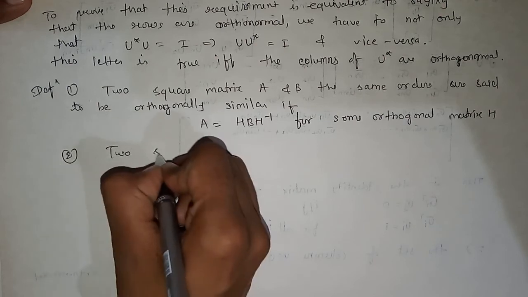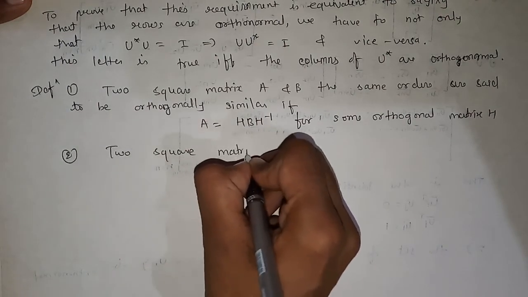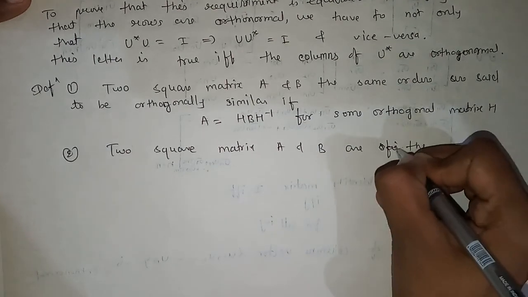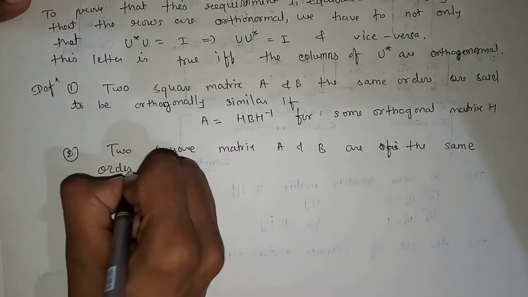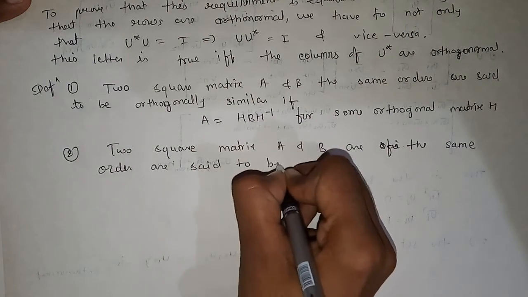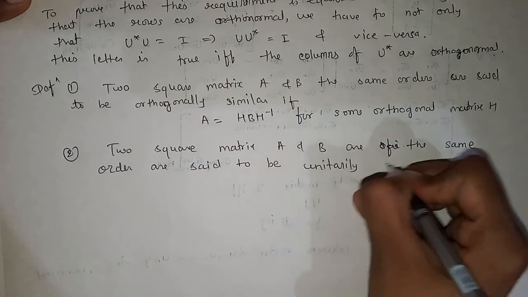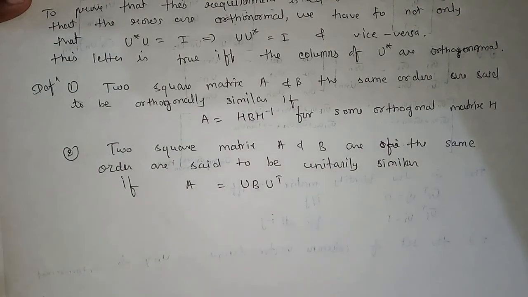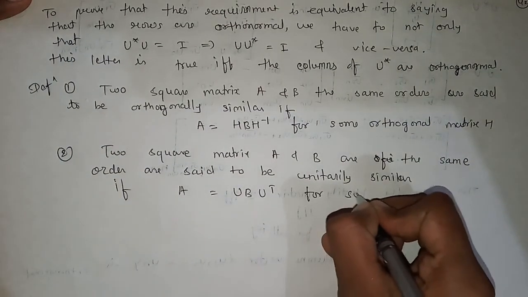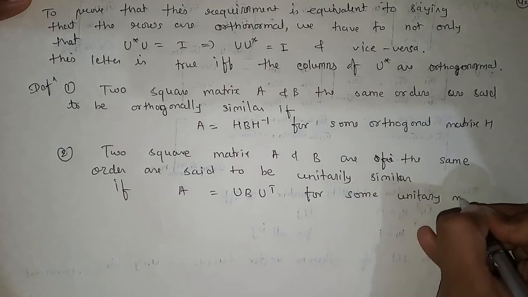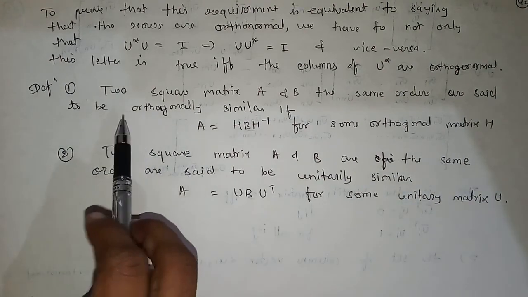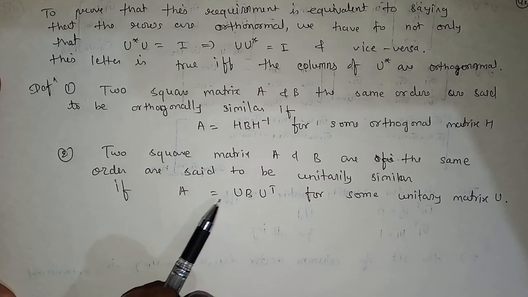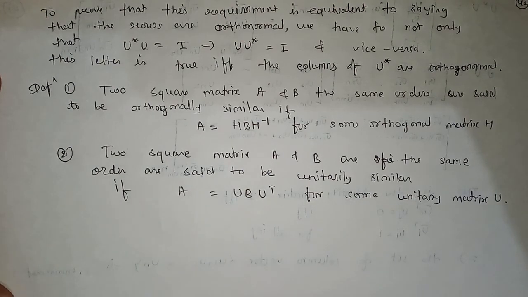Second, two square matrices A and B of the same order are said to be unitary similar if A can be written as U B U transpose for some unitary matrix U. So we can say A is orthogonally similar to B if A can be written as this, where H is an orthogonal matrix, and A and B are said to be unitary similar if A can be written as U B U transpose, where U is any unitary matrix. So here we have completed our unit 2.